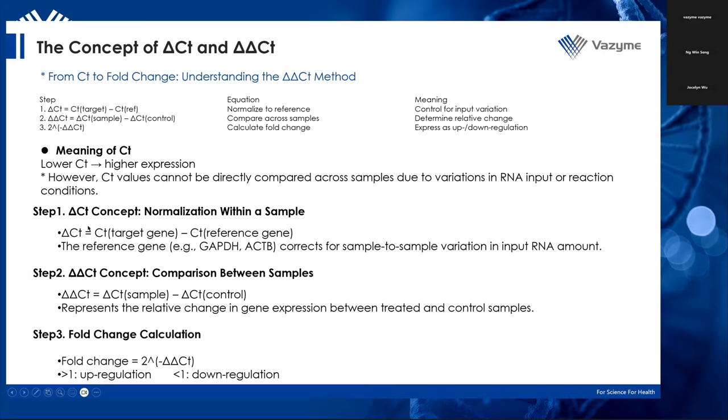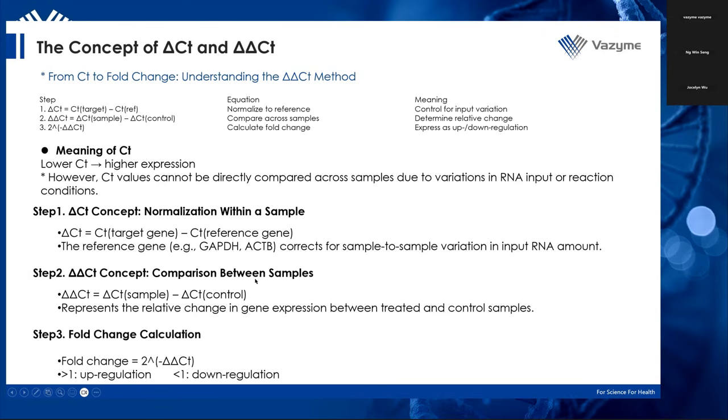You don't have to remember or do this calculation yourself. All these calculations are done automatically in the qPCR machine. All modern qPCR machines can do this automatically. It doesn't matter which brand you buy. Okay, just a brief introduction here: for ΔCt, you take the target gene CT value minus the reference gene CT value.